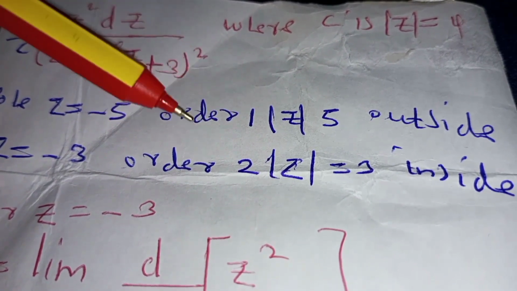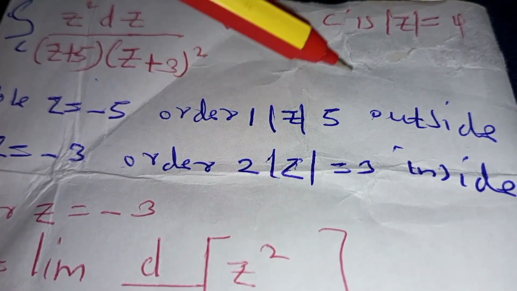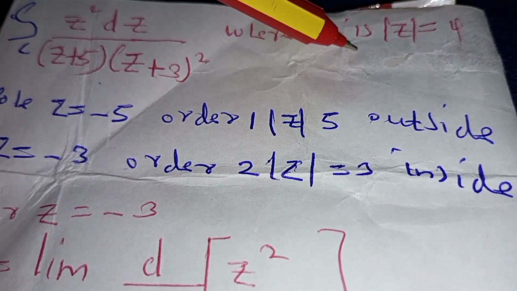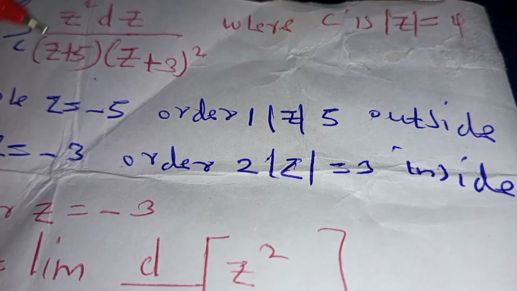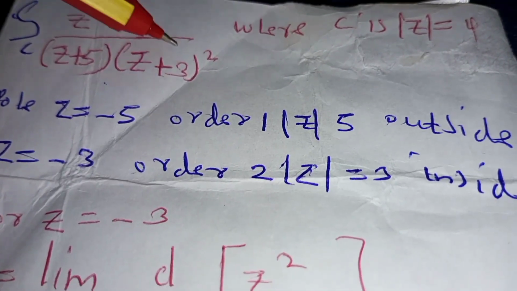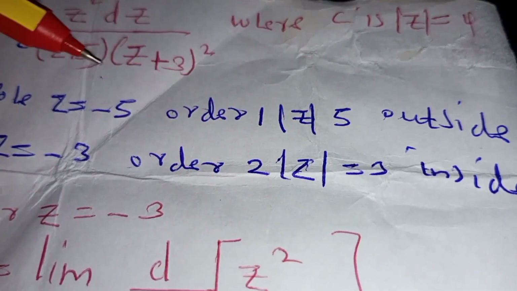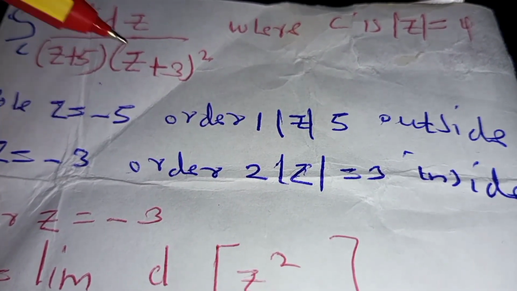This pole is outside the given contour, because modulus of 5 is greater than 4, meaning that this pole at Z is equal to negative 5 is outside. So the sum of the residues of this pole will give us 0.